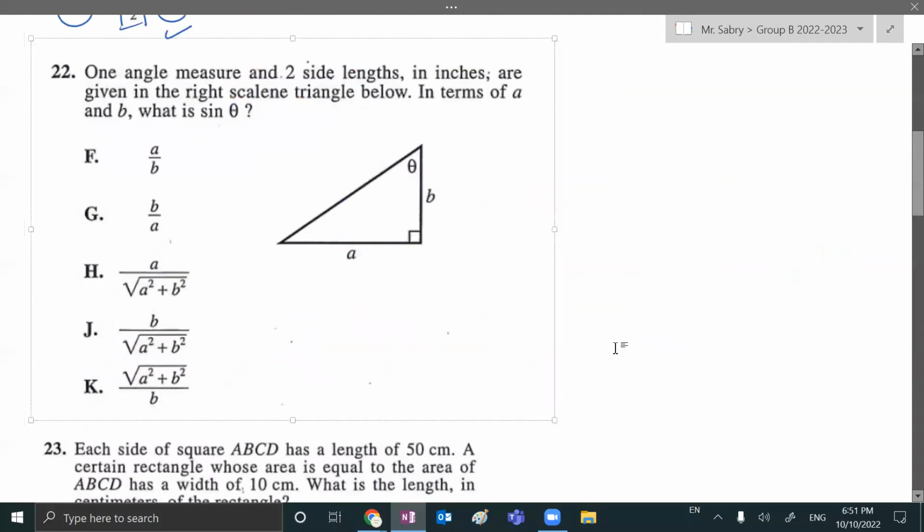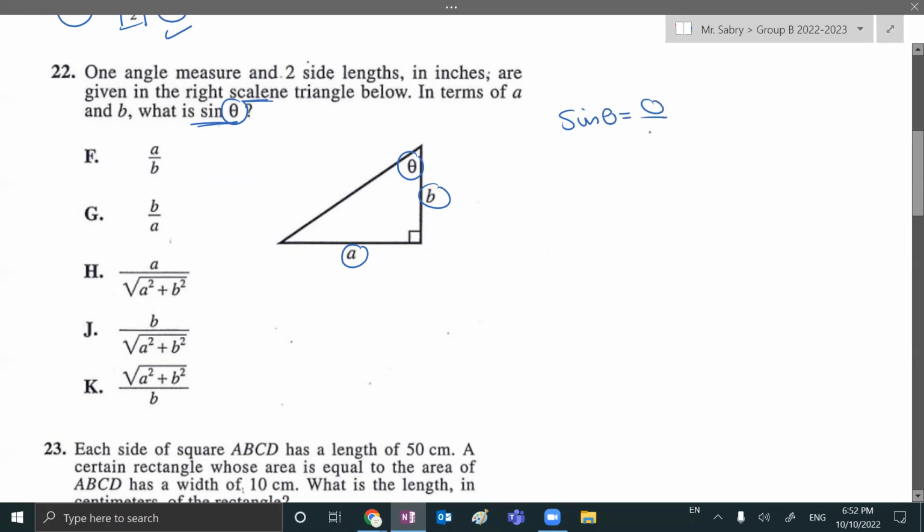Number 22. One angle measure and 2 side lengths in inches are given in the right scalene triangle below. Since it's called a scalene triangle, I can tell right away from this word that each side is not equal to the other one. So A and B are not equal. In terms of A and B, what's the sine of theta? So apparently this is theta. I'll ask myself, what do I know about the sine?